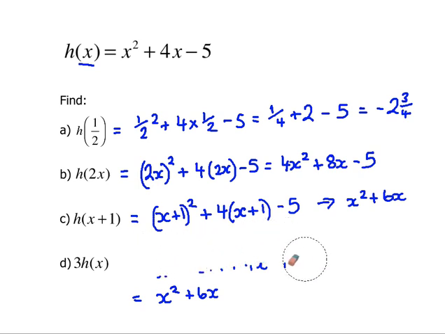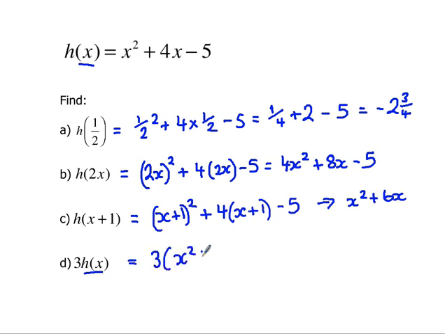And remove that for a second so we can just do this last one. 3 lots of the function of x. If x was the input, then that's what we got, and that's still the case here, but we've just got 3 lots of that, so we've got 3 lots of this whole thing. And 3 lots of the whole thing will just be 3x squared plus 12x minus 15.